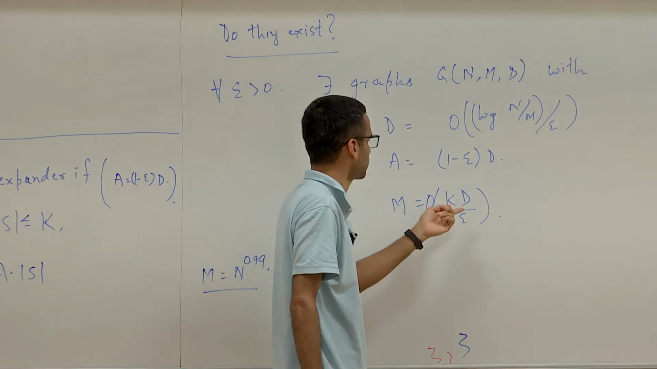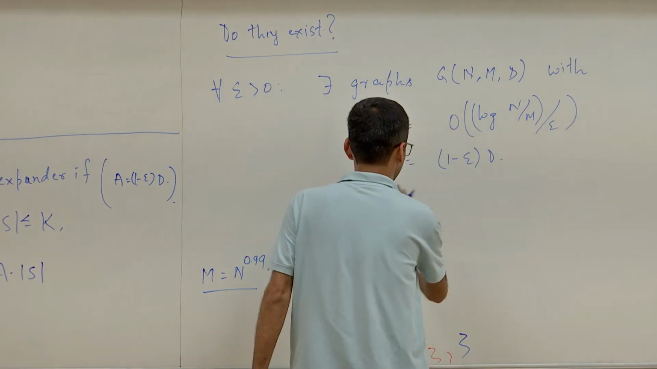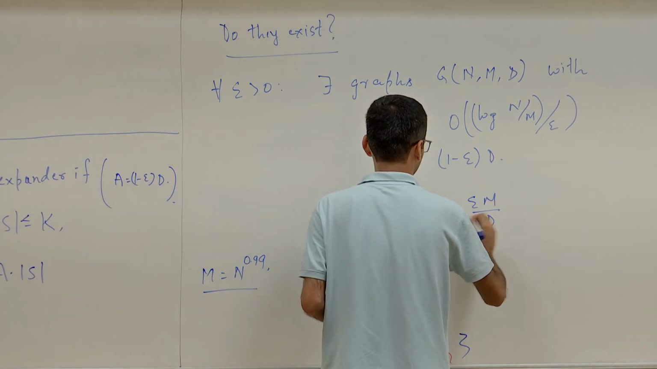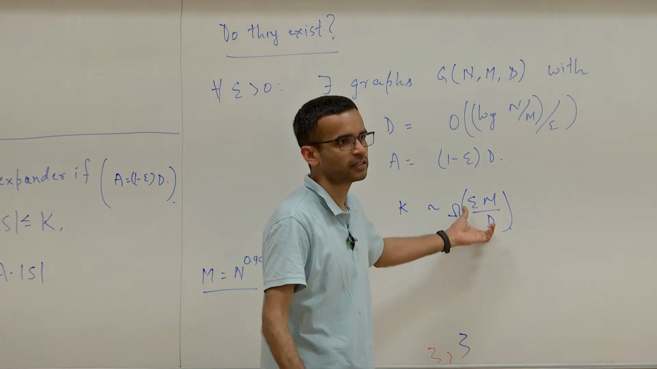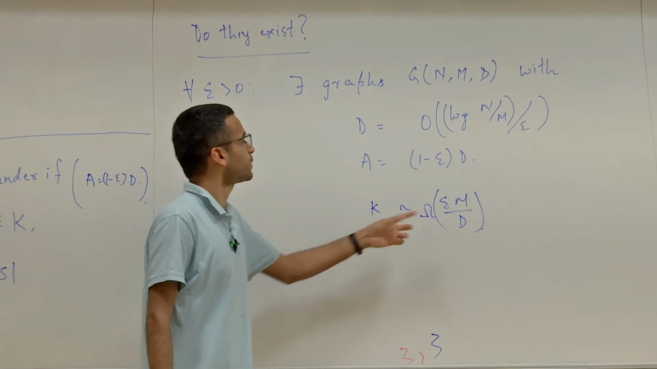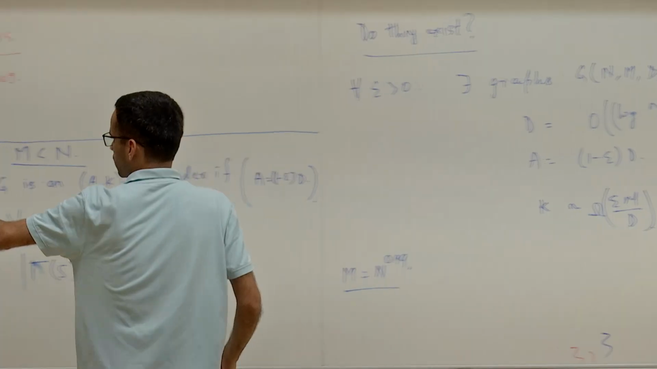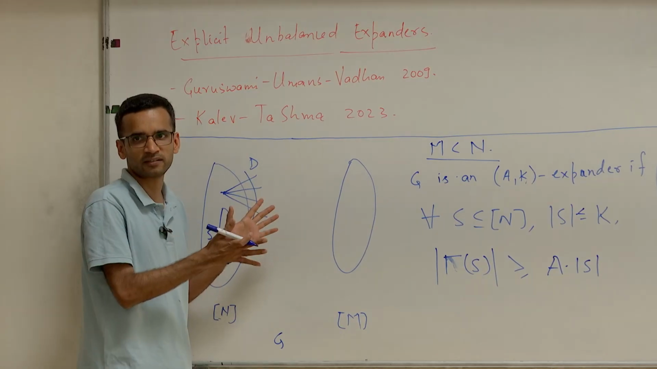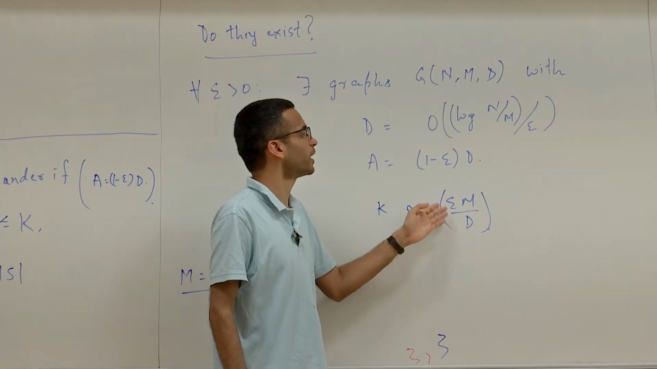Actually, we should turn this around and ask what k you get out of this. So maybe the right way to write this is that k is going to be about epsilon m over d. So sets of size roughly this expand. We cannot expect expansion from sets of size bigger than m over d because there's not enough room to expand. If you pick a set larger than m over d, then d times the size of the set is greater than m, so the number of neighbors can't expand. So we can't expect k to be more than m over d. What you get is epsilon times m over d.